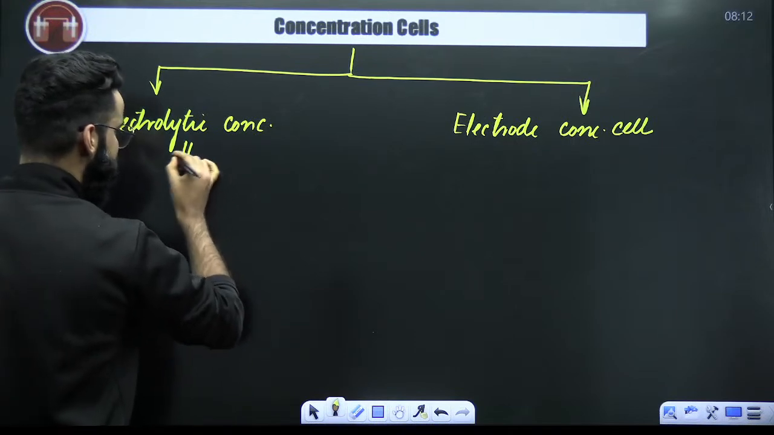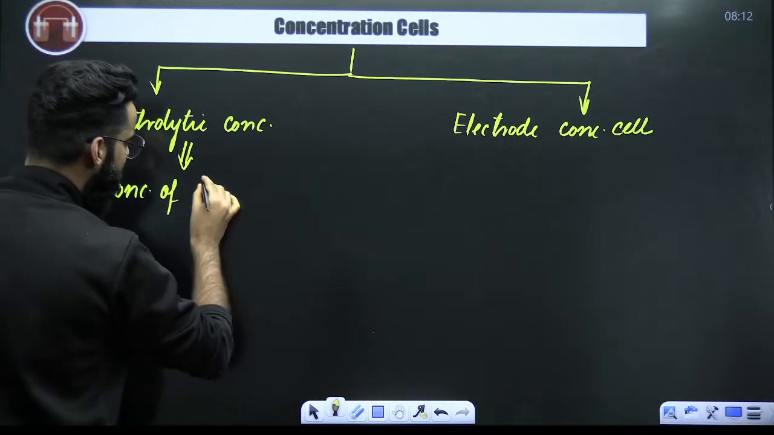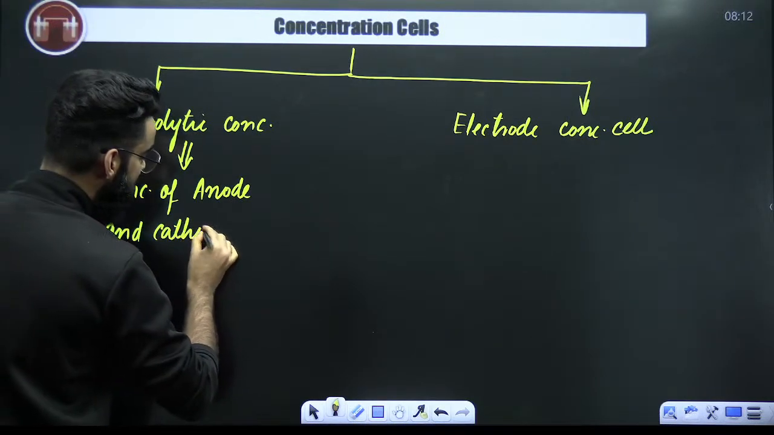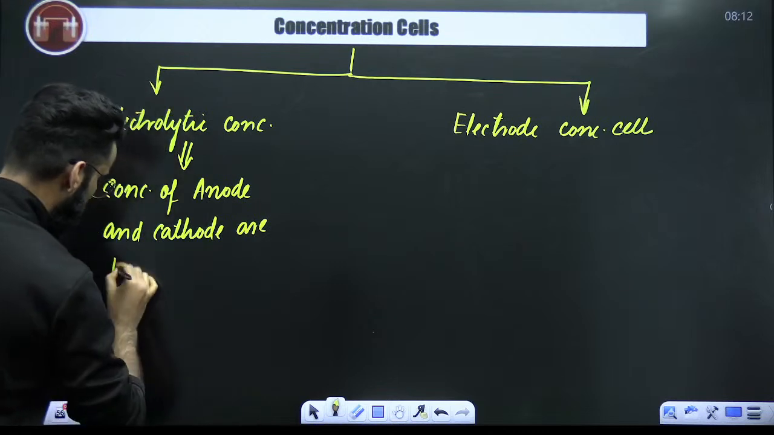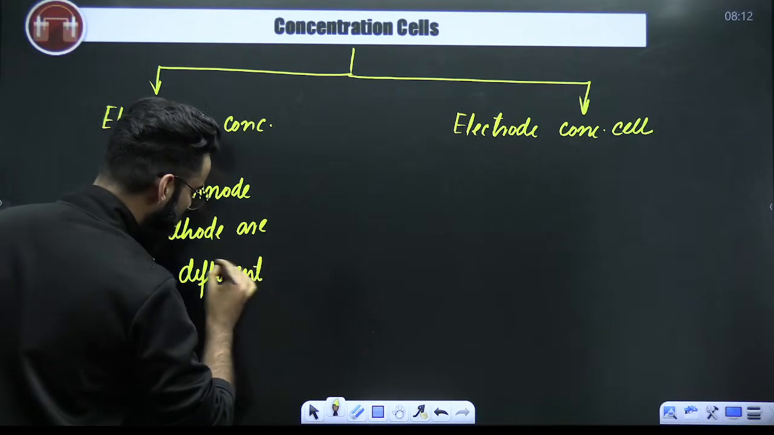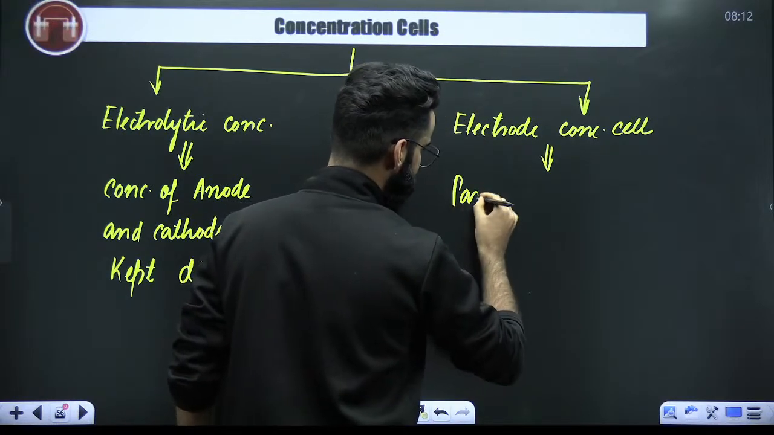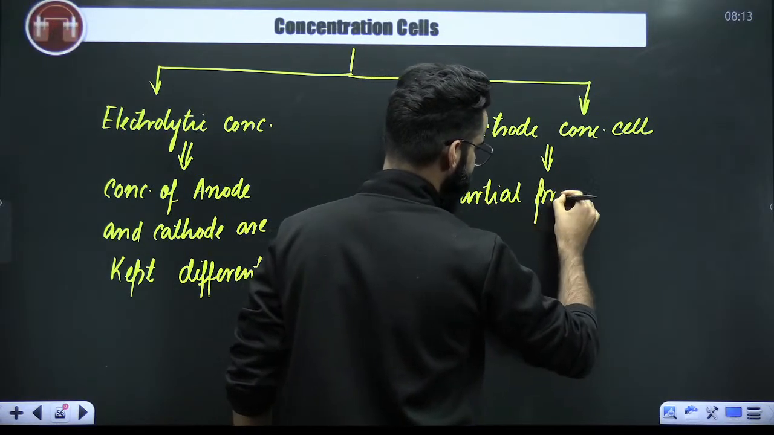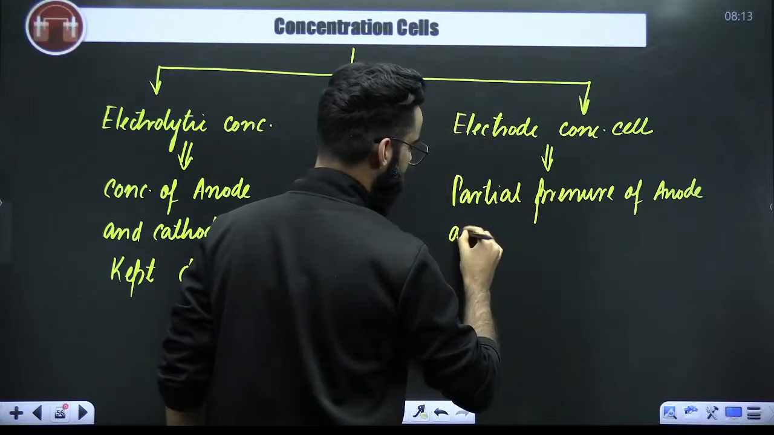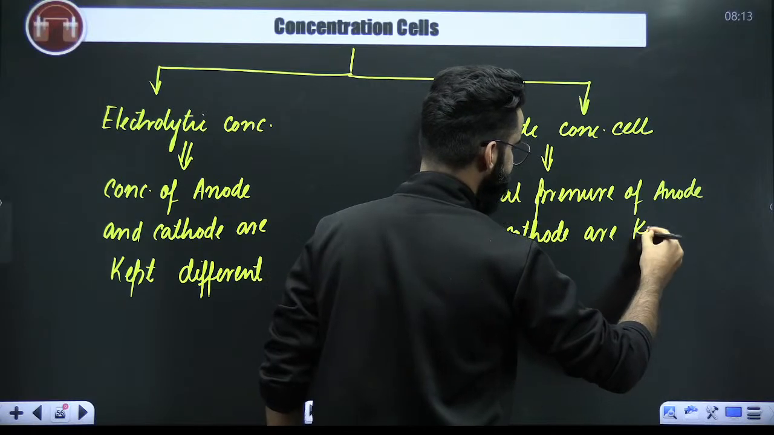In case of electrolytic concentration cells, what do we do? The concentrations of anode and cathode are kept different. But in case of electrode concentration cells, the partial pressures of anode and cathode are kept different.